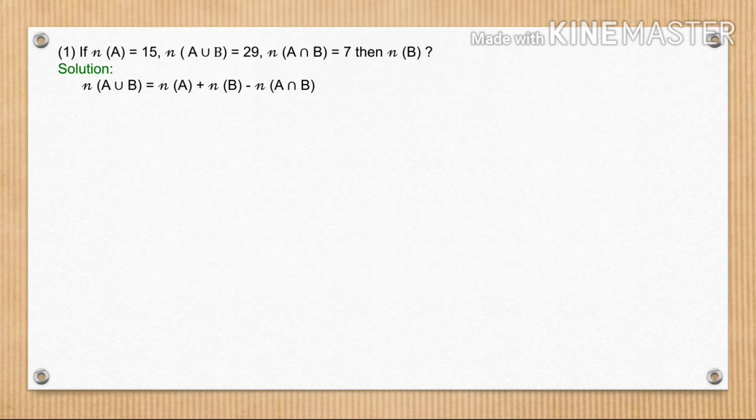In the question, all values are provided except the number of elements in B. So let's fill in the values. Therefore, 29 is equal to 15 plus the number of elements in B minus 7. Here 15 minus 7 is equal to 8. In the next step we can write 29 is equal to 8 plus the number of elements in B. Therefore, the number of elements in B is equal to 29 minus 8. So the number of elements in B is equal to 21.